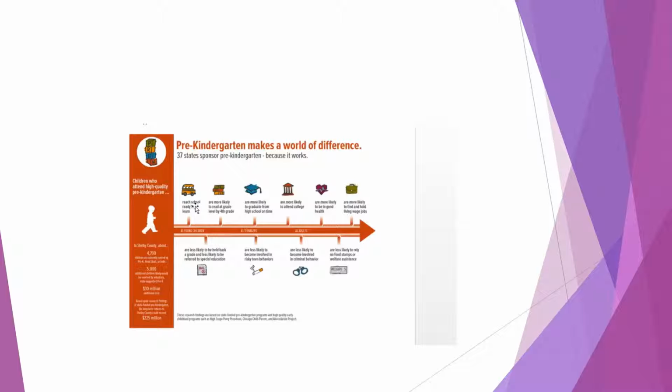As young children, kids who go to pre-kindergarten reach school ready to learn, and they are less likely to be held back for a grade and less likely to be referred to special education. They're more likely to read at grade level by 4th grade. As teenagers, they are more likely to graduate from high school on time, and less likely to become involved in risky teen behaviors. They're more likely to attend college as adults and less likely to become involved in criminal behavior. They're more likely to be in good health. They're more likely to find and hold living wage jobs and are less likely to rely on food stamps or welfare assistance.